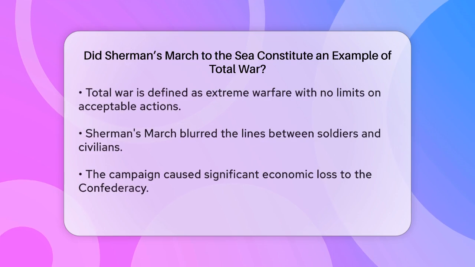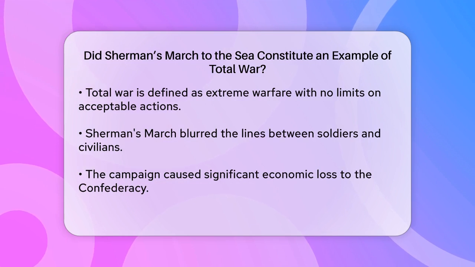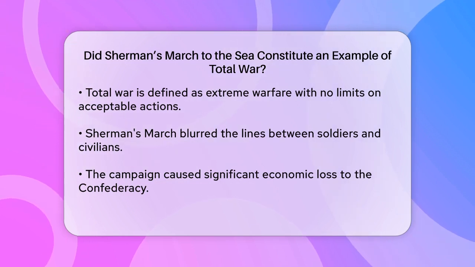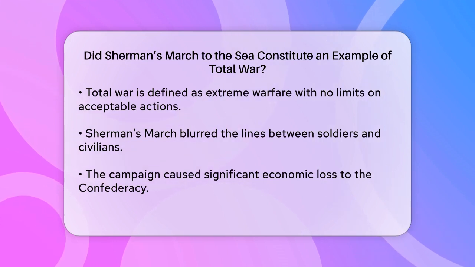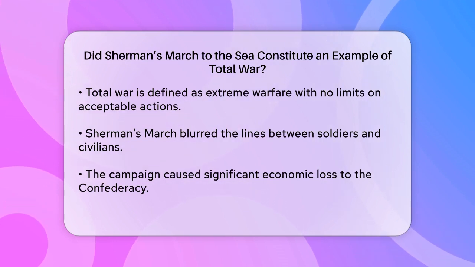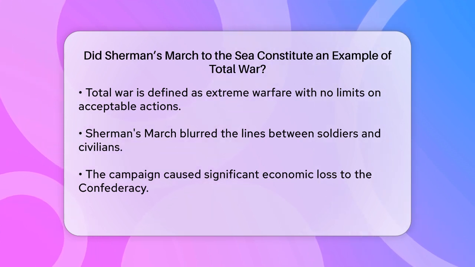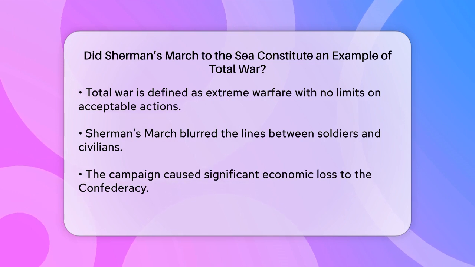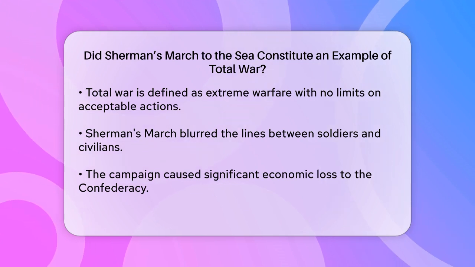and the economy. They destroyed significant parts of Georgia's infrastructure and economy, which had a devastating impact on the Confederacy's ability to wage war. The campaign caused significant economic loss and diminished Confederate morale, generating deep resentment among Southerners. The destruction was widespread. Sherman's army wrecked 300 miles of railroad, seized thousands of horses, mules, and cattle, and confiscated millions of pounds of corn and fodder.